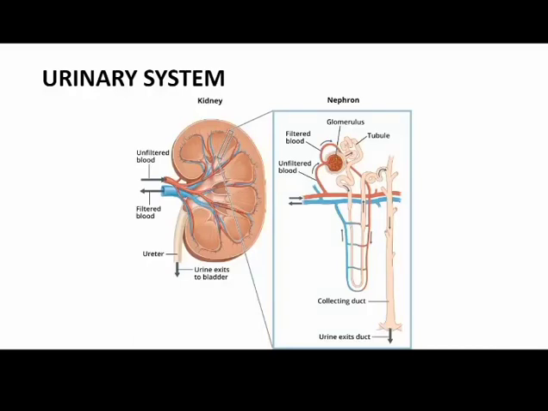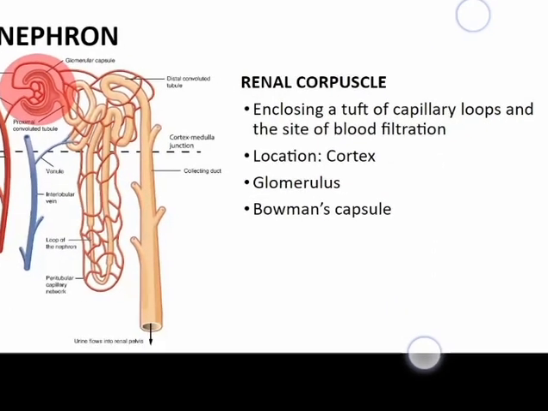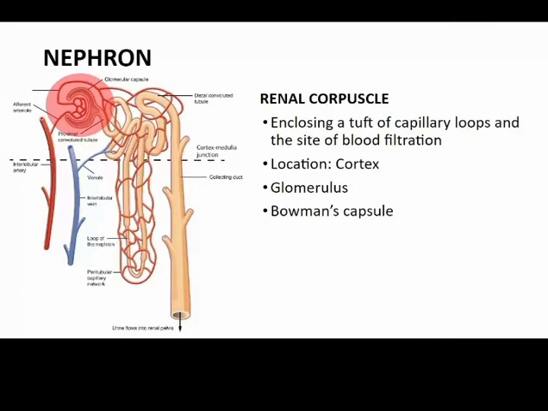Of course, made of the kidney. So first we will focus on the nephron. First one is the renal corpuscle. The renal corpuscle is enclosing a tuft of capillary loops and is a site of blood filtration.